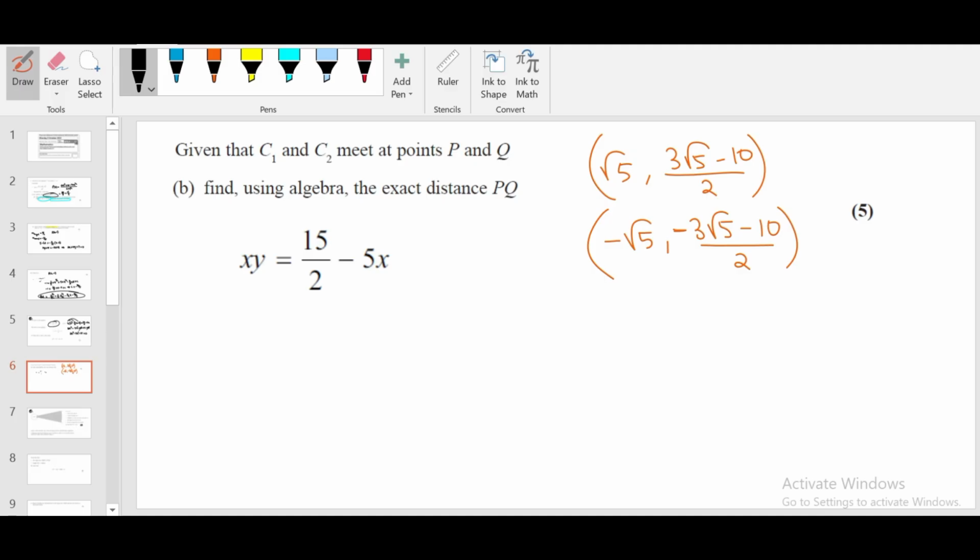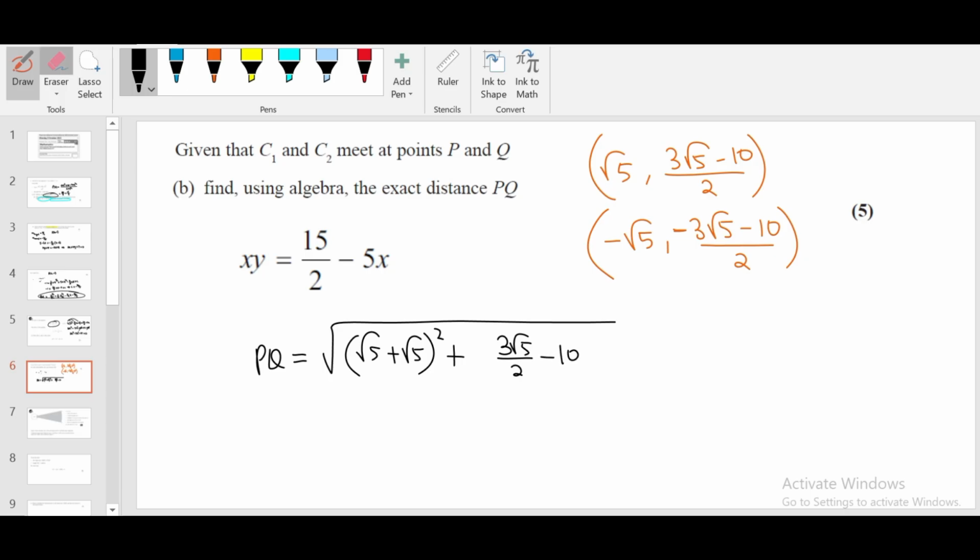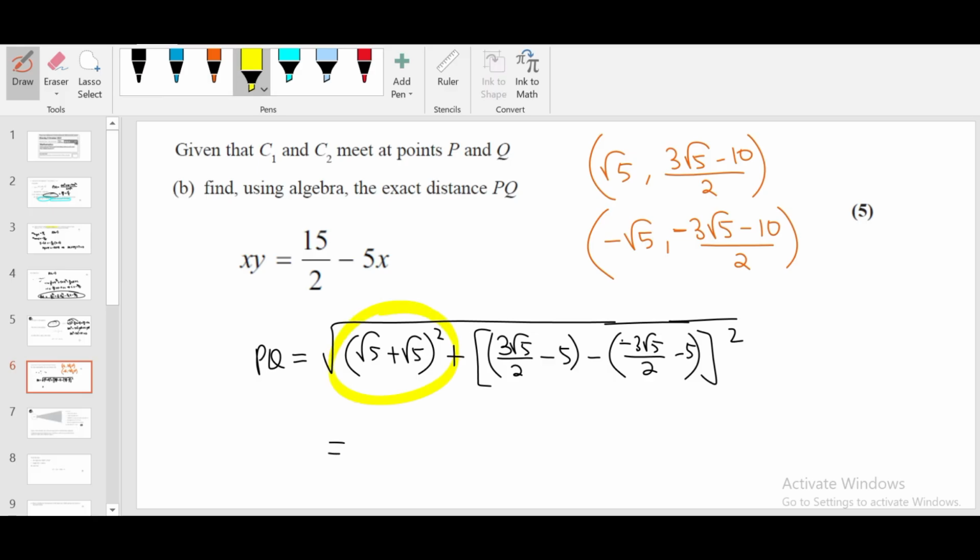When you use the distance formula, PQ is equal to the square root of (x2 - x1)^2, that is (root 5 + root 5) whole squared, plus (y2 - y1)^2. The first point is (3 root 5)/2 - 10/2, I'm going to put it as 5, minus y1, which is (-3 root 5)/2 - 5, whole squared. This is going to be (2 root 5) whole squared.